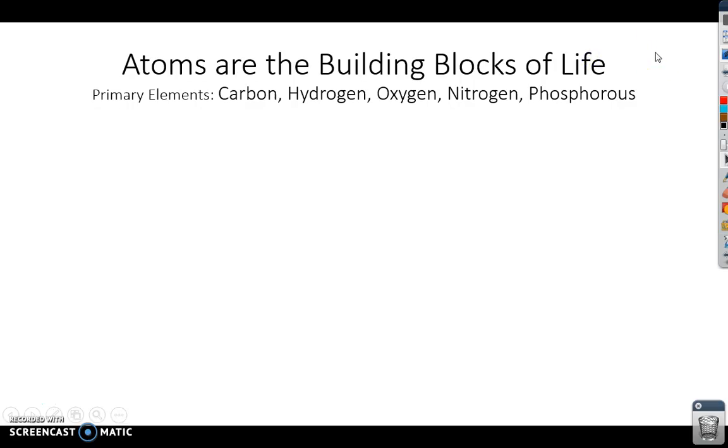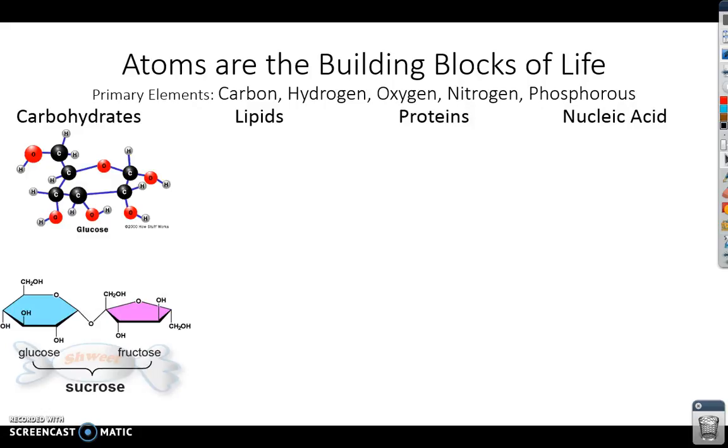Alright, so here we are. You can see at the top that atoms are the building blocks of life. So when we look at all the different atoms that are present in those four major macromolecules we just talked about, you'll see that the primary elements are carbon, hydrogen, oxygen, nitrogen, and phosphorus. So what we're going to start out with is by just looking at the four macromolecules and the structures of each of those, and we'll look for things that are consistent, so those main five different elements. So we'll start out with carbohydrates.